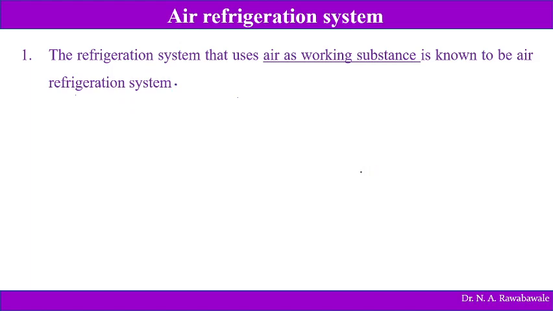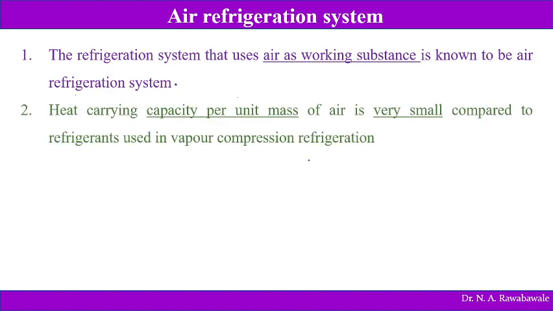So if air is used to transfer heat energy from one location to another location, then that air is known as a working substance. If air is used as a working substance, then that kind of refrigeration system is known as an air refrigeration system. Then heat carrying capacity of air per unit mass of air is very small compared to other refrigerants. So heat carrying capacity, we call it specific heat. Specific heat is very low.